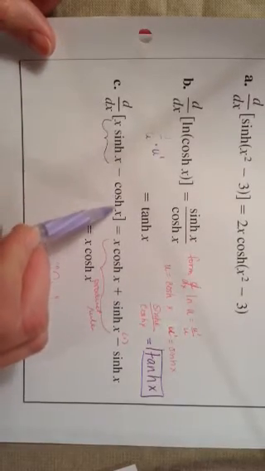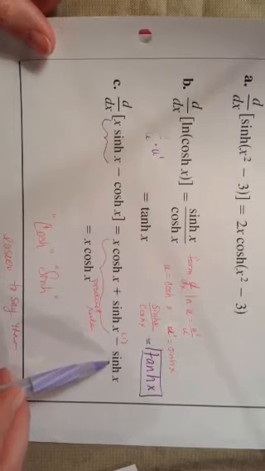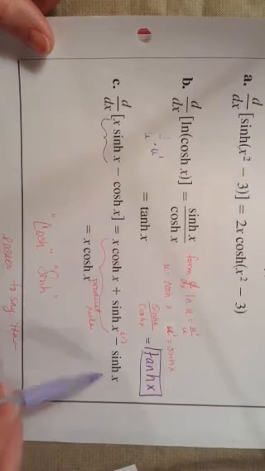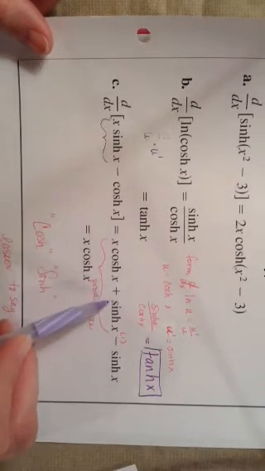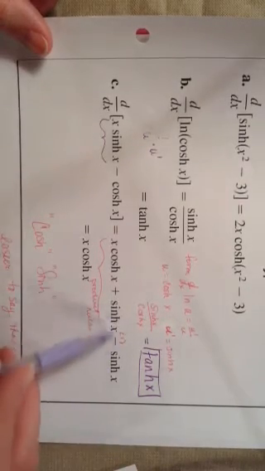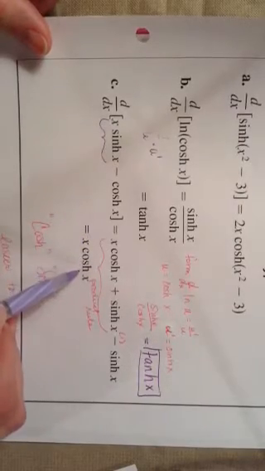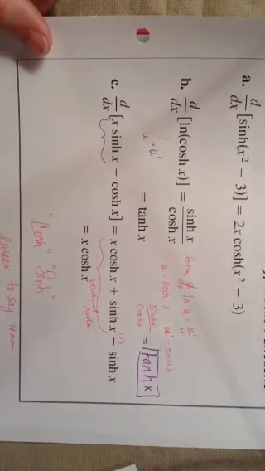Then I'm going to subtract the derivative of the hyperbolic cosine function, which just ends up being the hyperbolic sine function. And then as you can see, plus hyperbolic sine minus hyperbolic sine ends up dropping out, and we're just left with x times the hyperbolic cosine of x, so on and so forth.